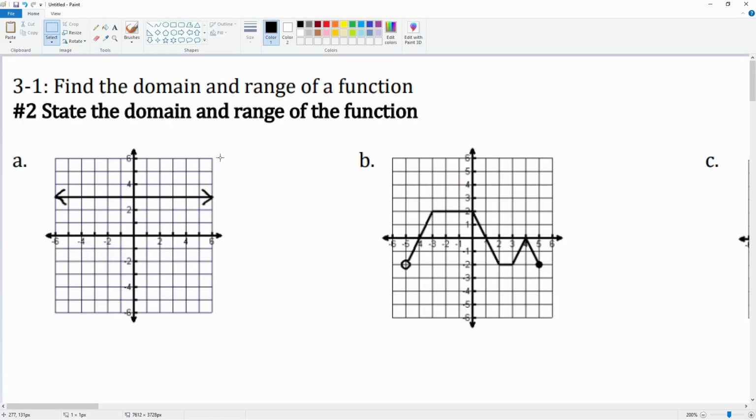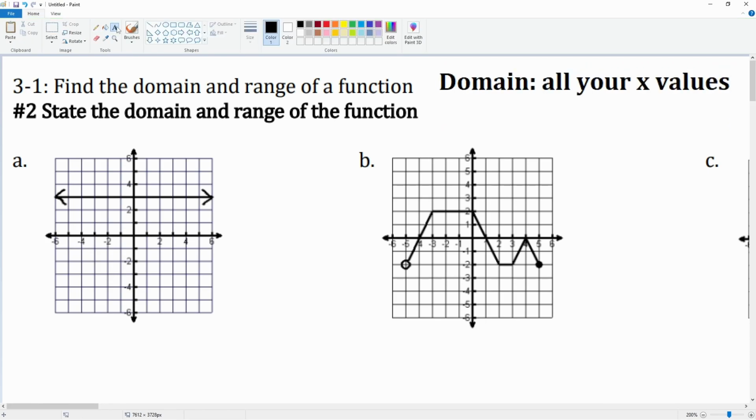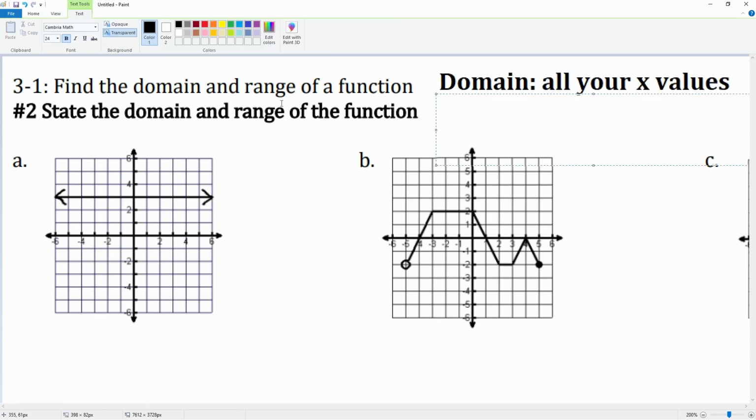This is 3-1. You're going to find the domain and range of the function. Number 2, state the domain and range of the function. Okay, so let me remind you by writing down the definition. The domain are all your x values. And then your range is going to be all your y values.